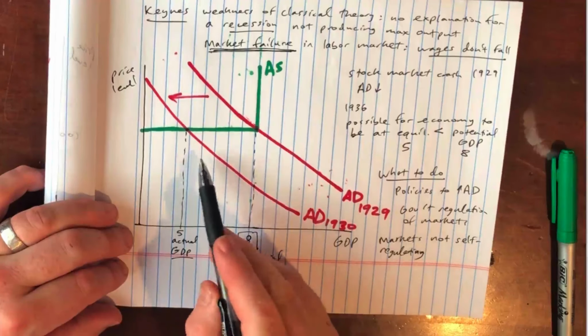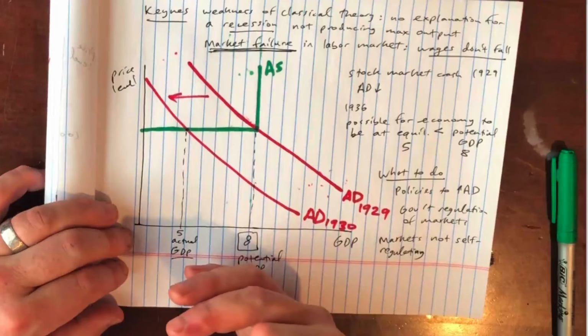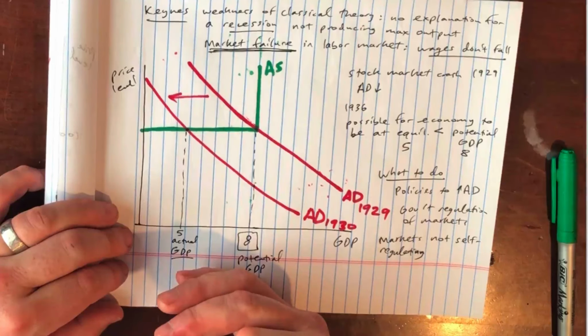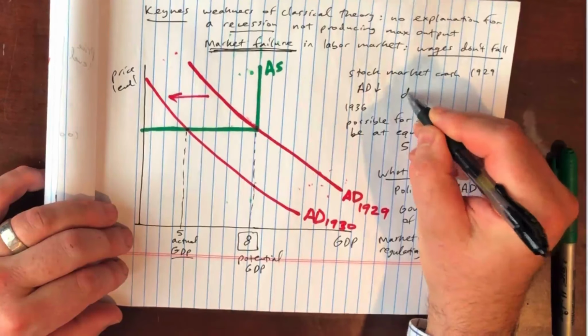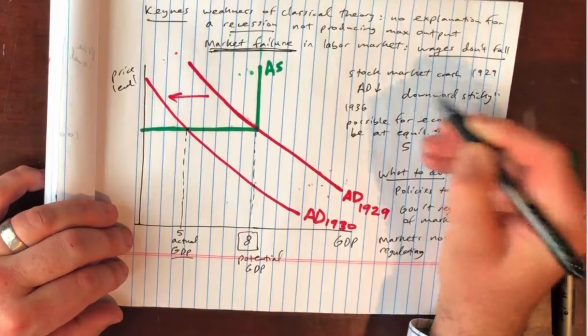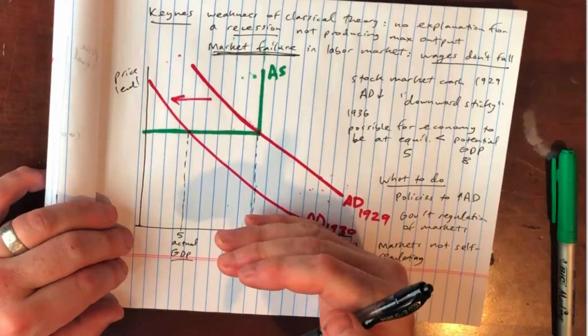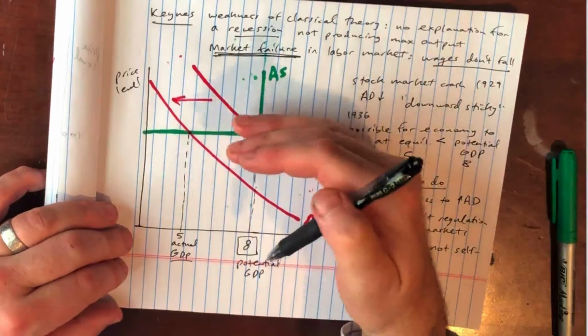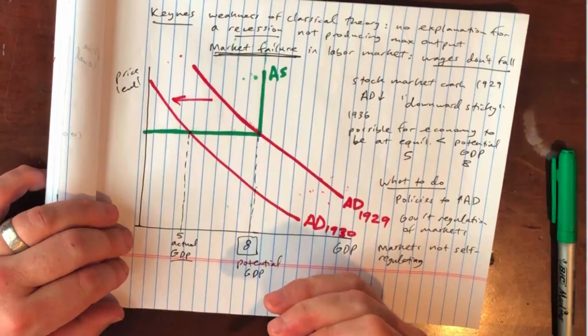And we need to develop policies for when markets fail, because they don't do a good job of adjusting downward. This is the phrase that Keynes uses: markets are downward sticky. They don't adjust the price level well in a downward direction. Adjusting up, that's fine. They don't adjust well downward.